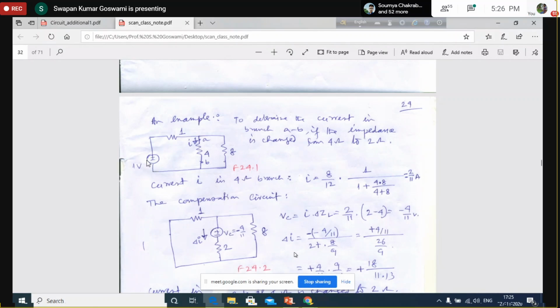So the 1 volt source is connected here, placed here, and we shall be measuring the current here. What will be the current if you measure? You can find out this current. What will be this current?